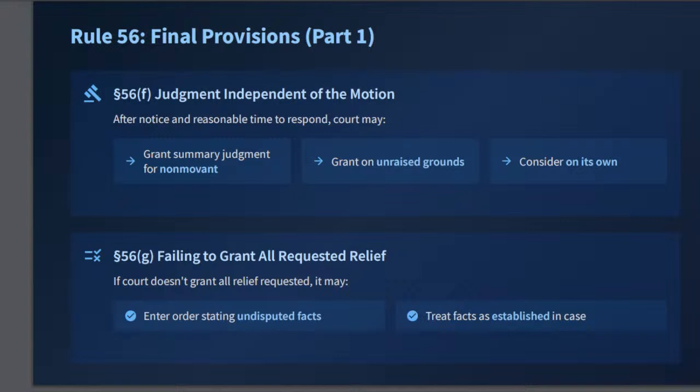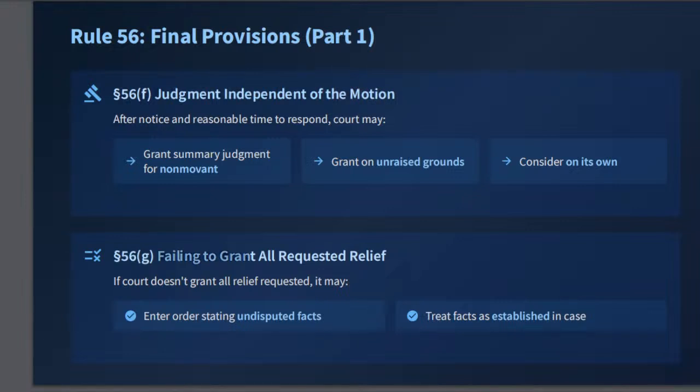And Rule 56, the final provisions. Section 56F, judgment independent of the motion. After notice and reasonable time to respond, the court may grant summary judgment for the non-movant, grant on unraised grounds, or consider it on its own. So that's judgment independent of the motion.